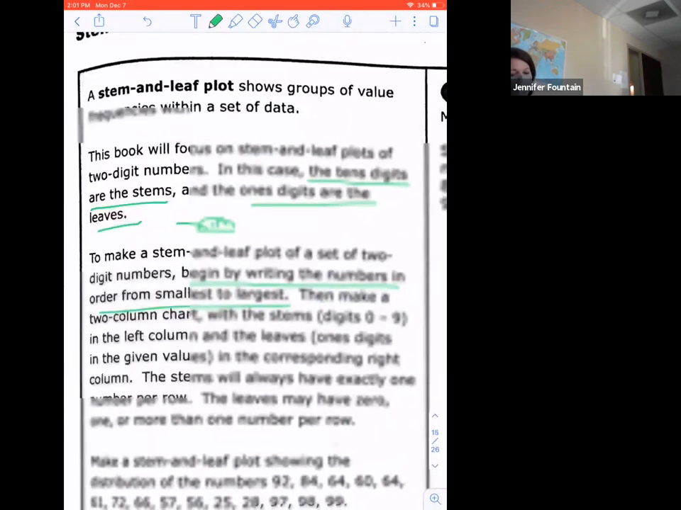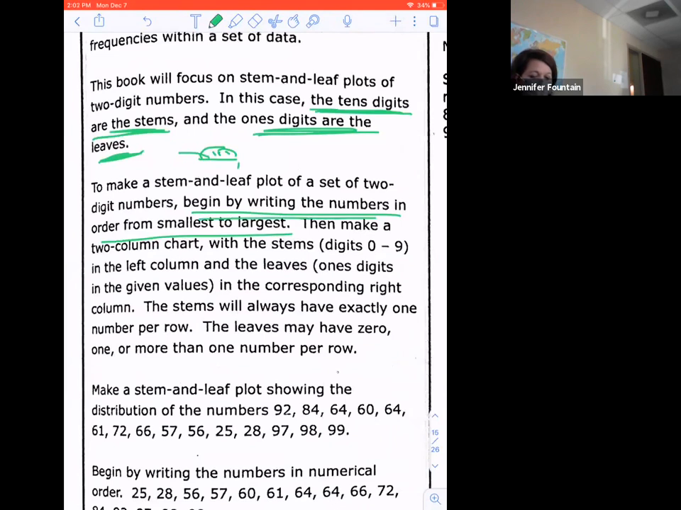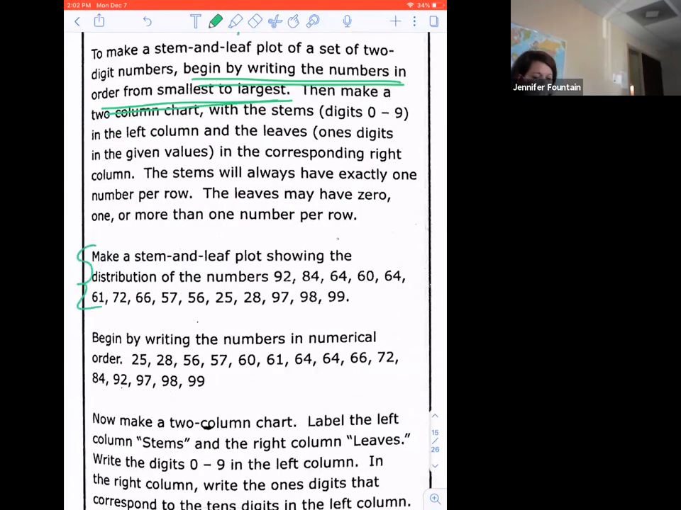So a stem and leaf plot shows a group of value frequencies within a set of data. We said that the tens digits are the stems and the ones digits are the leaves. So to start, the first thing we have to do is begin by writing numbers in order from smallest to largest. If this is our set of data they gave us, the first thing they did was put it in order from smallest to largest. So they started with the number 25 and it went up to the number 99.